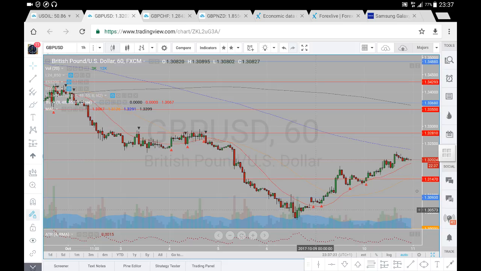We are above the 50-period moving average, so we've come up to the 131.47, and we have held that level, supported by the 20-period moving average and the horizontal support at 131.47.